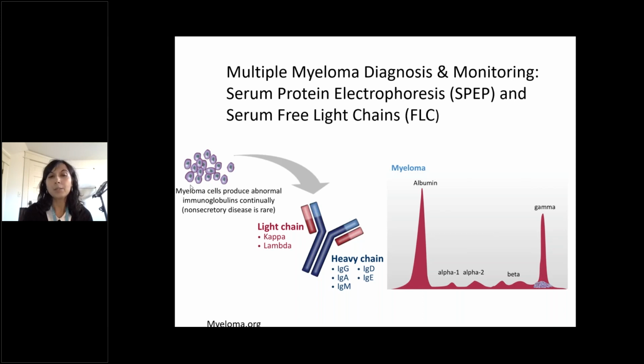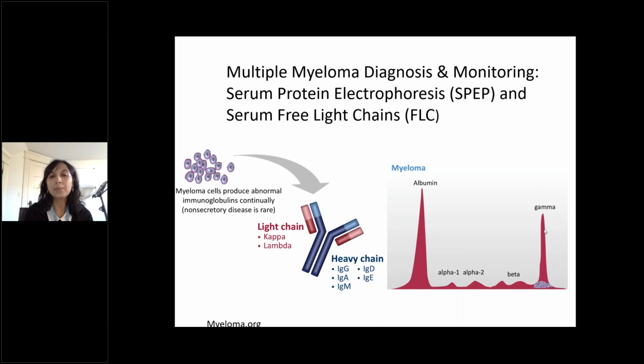So the myeloma cells produce abnormal proteins that we pick up on blood tests. The two most common are the serum protein electrophoresis, and here we see a spike where the abnormal protein is. Down below are the cells, and this spike represents the abnormal protein produced by the myeloma cells.